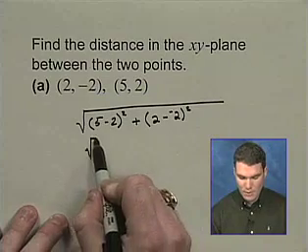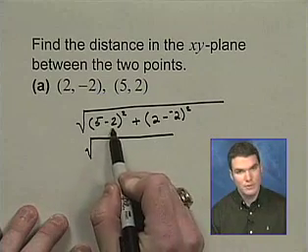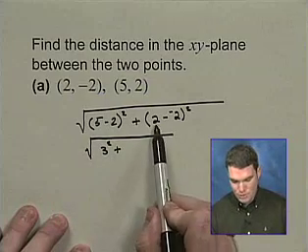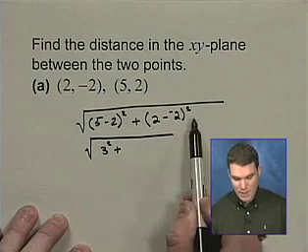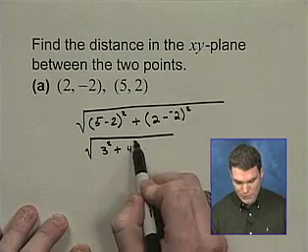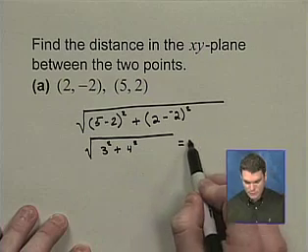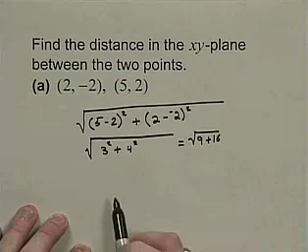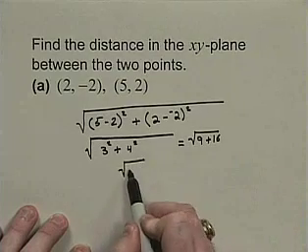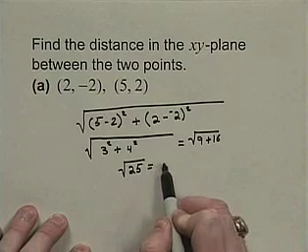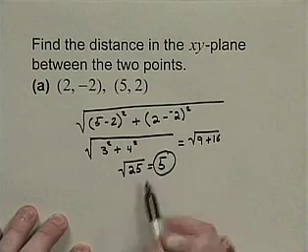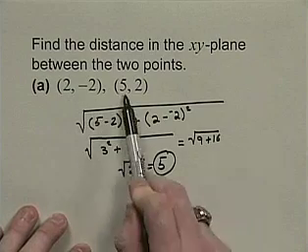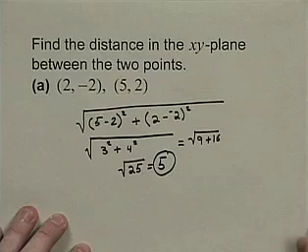Well, 5 minus 2 is 3, so that's 3 squared, plus 2 minus a negative is like 2 plus 2, so plus 4 squared. That's equal to the square root of 9 plus 16. 9 plus 16 is 25, so we're interested in the square root of 25, which is equal to 5. So the distance between the 2 points, (2, -2) and (5, 2), is 5.